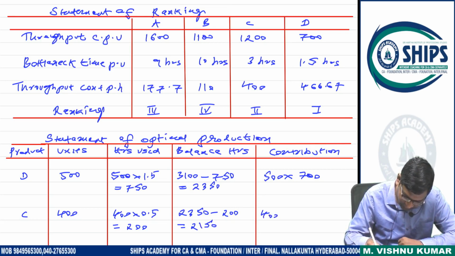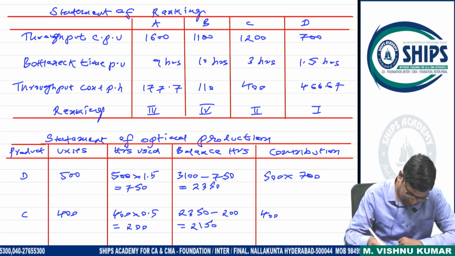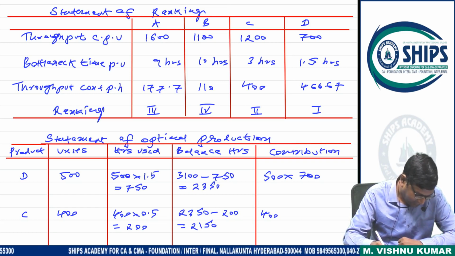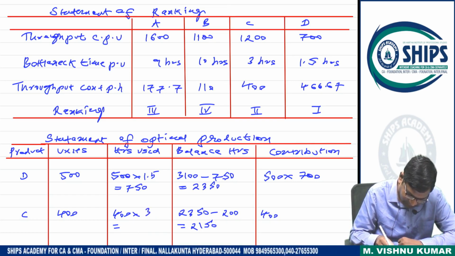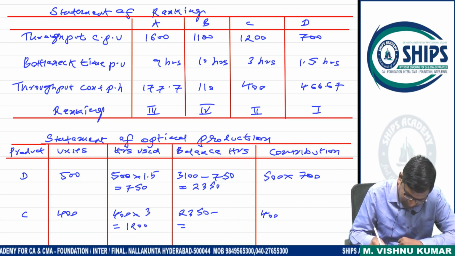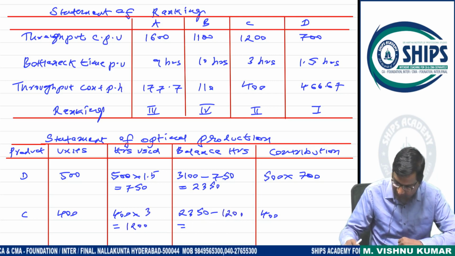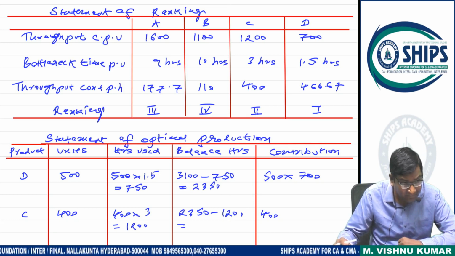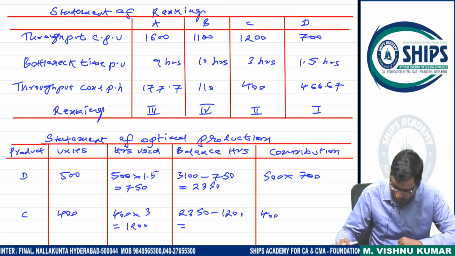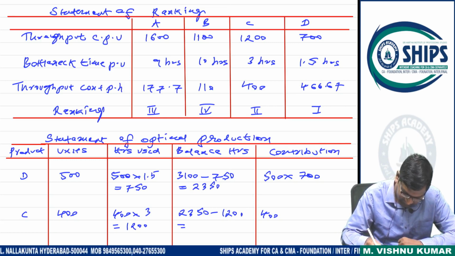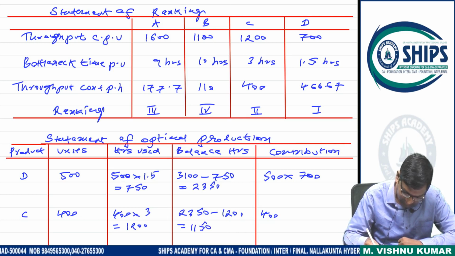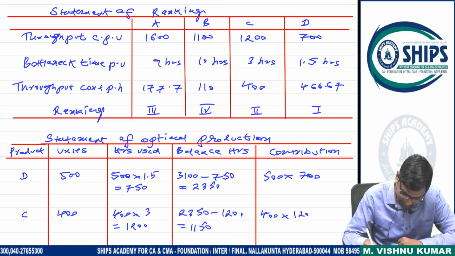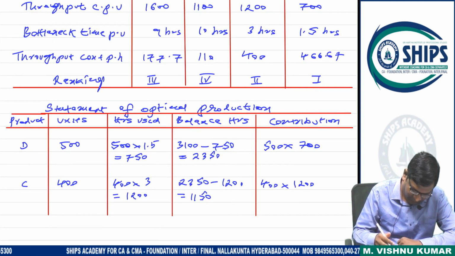So this is 400. Next product is C. Sorry, this is 3. So 2350 minus 1200, so 1150. Clear? So balance is 1150. This is 400 into 1200. Clear?